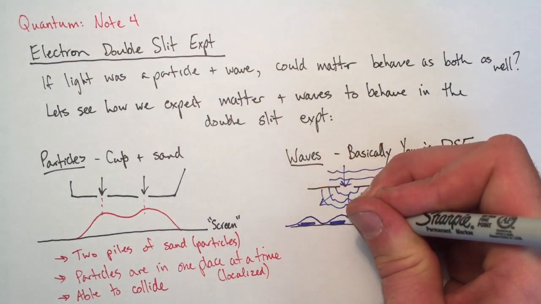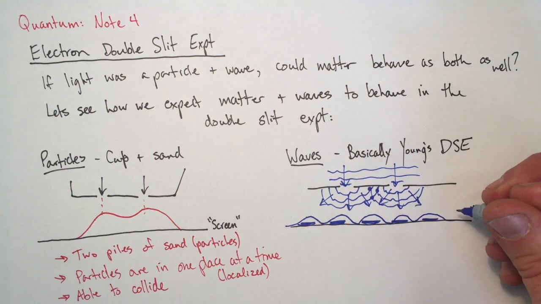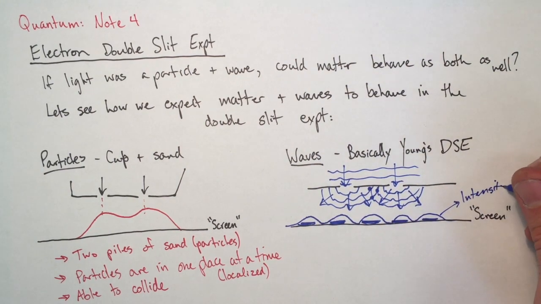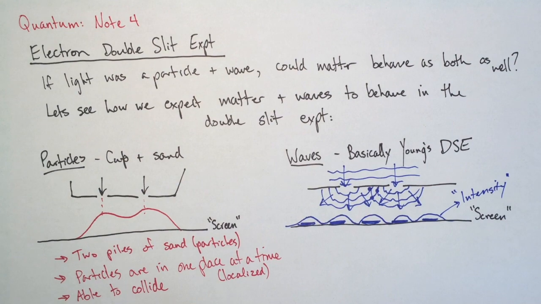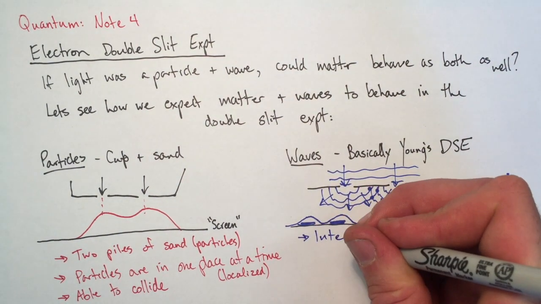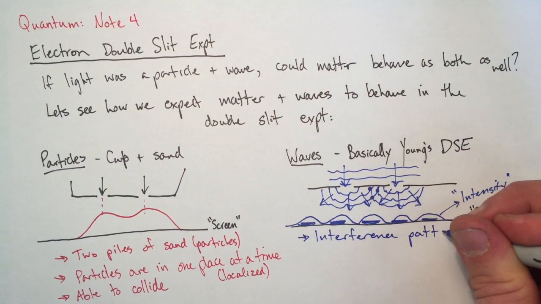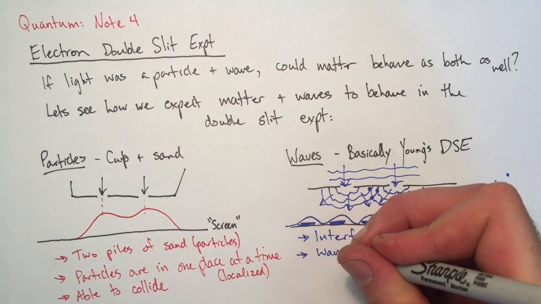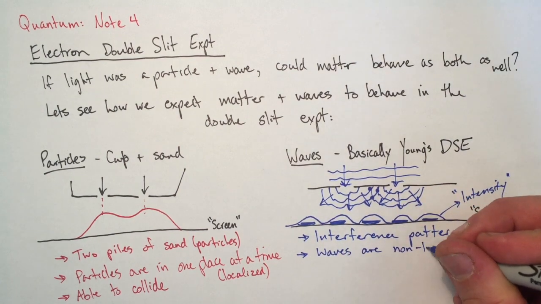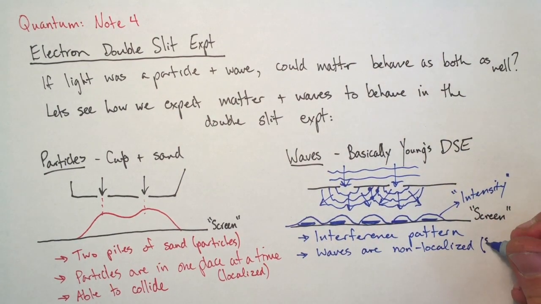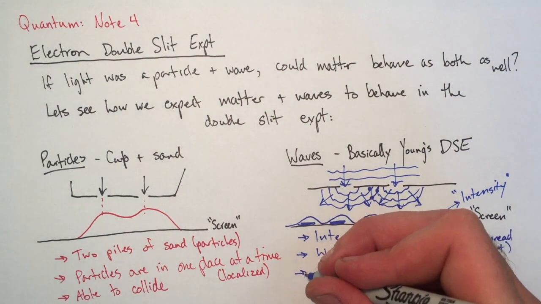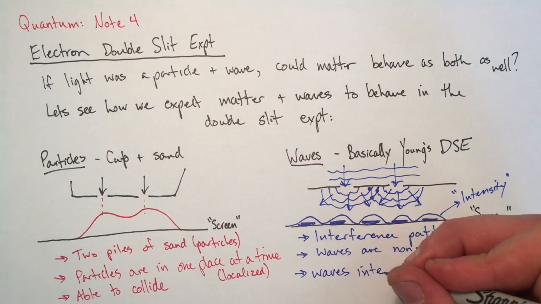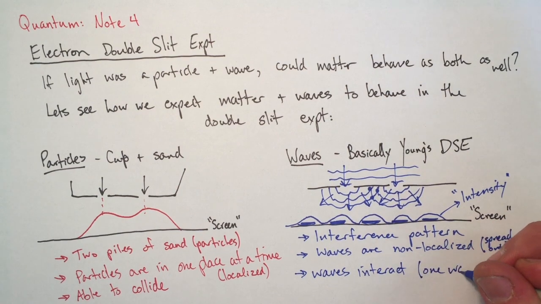We're going to have bright spots and dark spots if it was light. If it was water, it would be really high amplitude areas, and then we'd also have nodes. So if we give some vocabulary here to the wave interaction, definitely this is an interference pattern. Only waves can produce this. We say that waves are non-localized. A wave from one slit has to interact with a wave from the other slit to produce this pattern. That's the only way it will work.